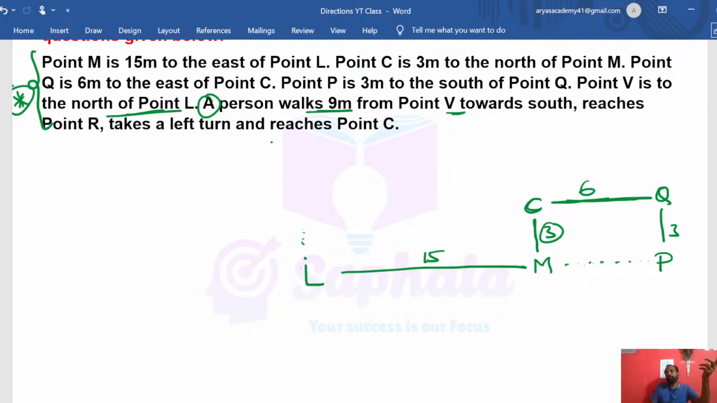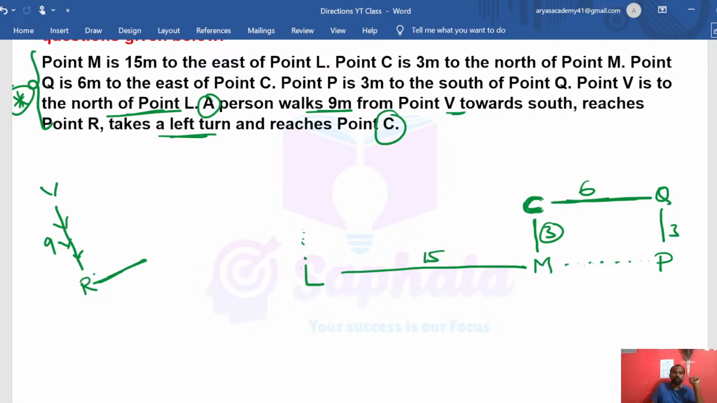Let us assume that V is somewhere over there. Okay, V is somewhere here. I have to walk 9 meters towards south. Okay, now reaches point R. Here comes point R, and from there I have to take a left turn. When I am walking in south direction, if I take a left turn, I'll be moving towards east. Takes a left turn, and then I will reach which point? I know already C is here.